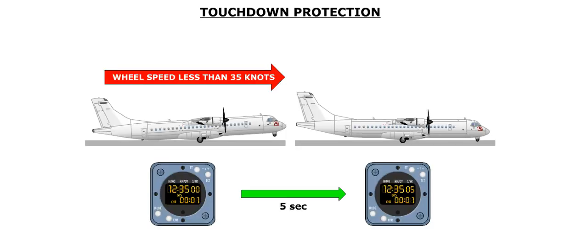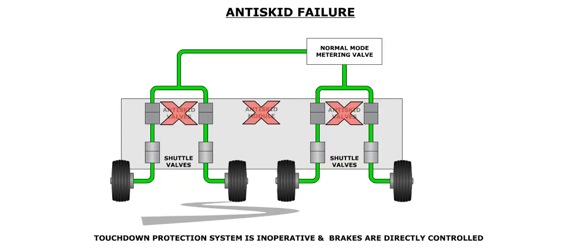When the main gear shock absorbers are compressed at touchdown, the anti-skid system will prevent the brakes from operating for the first 5 seconds after touchdown, or as long as wheel speed is below 35 knots. The purpose of this system is to prevent the use of brakes prior to wheel spin up on low-friction pavements, or if there is a light load on the wheels. In the event of a failure of the anti-skid system, the touchdown protection system is inoperative, and the brakes are directly controlled.